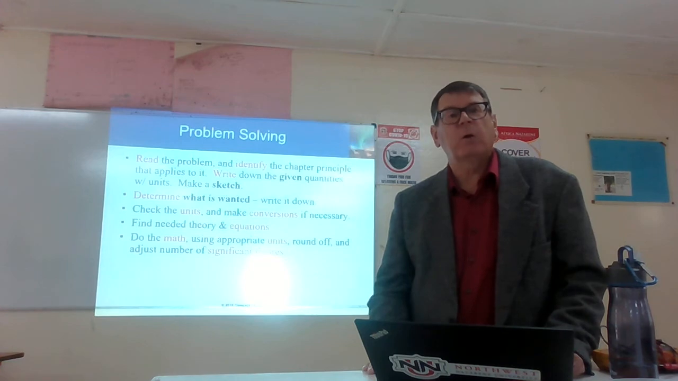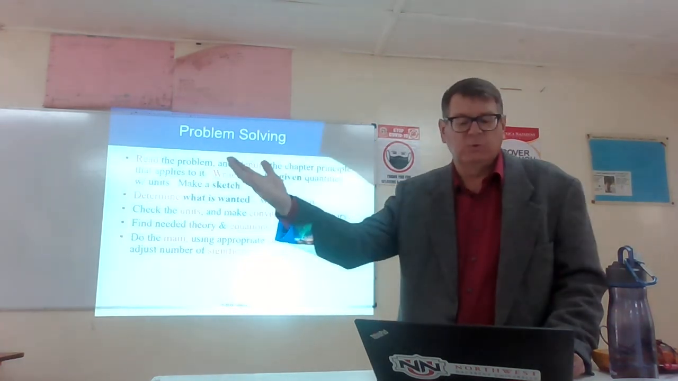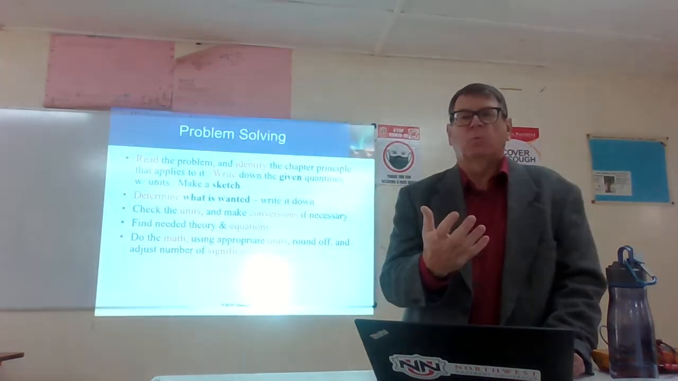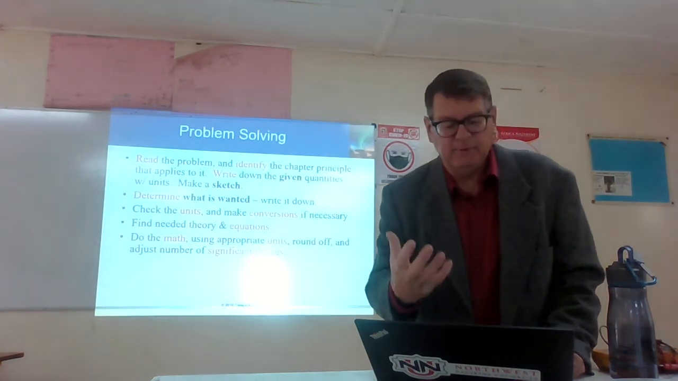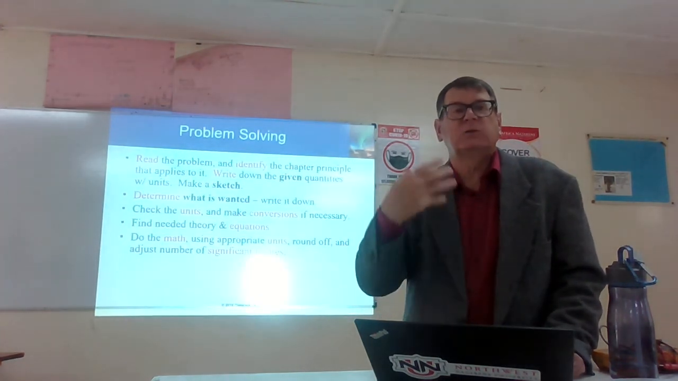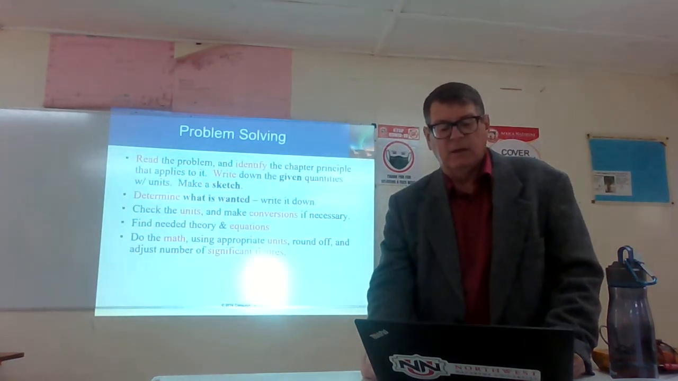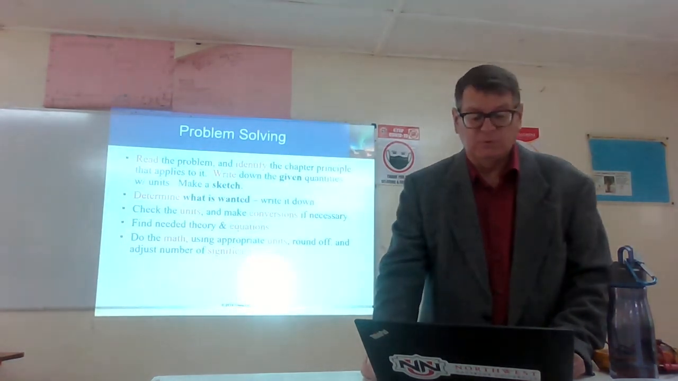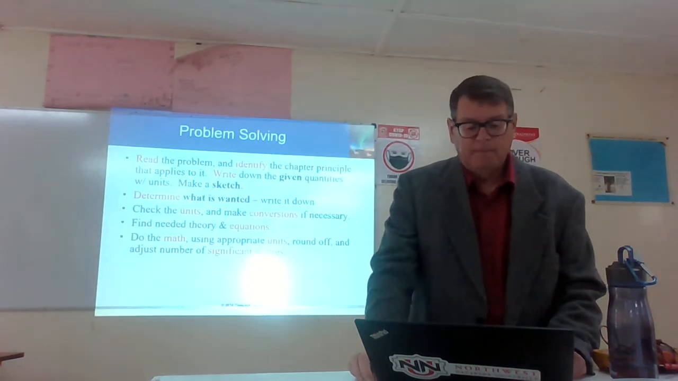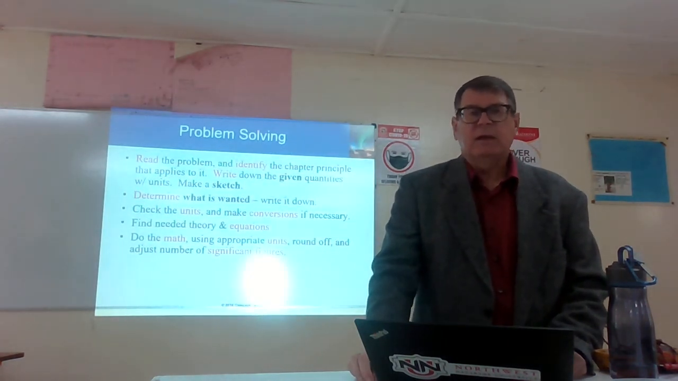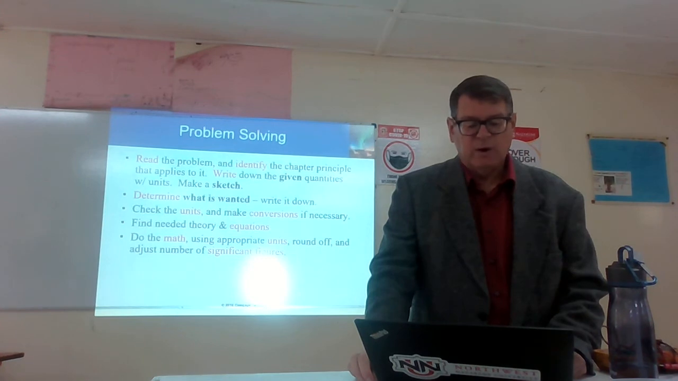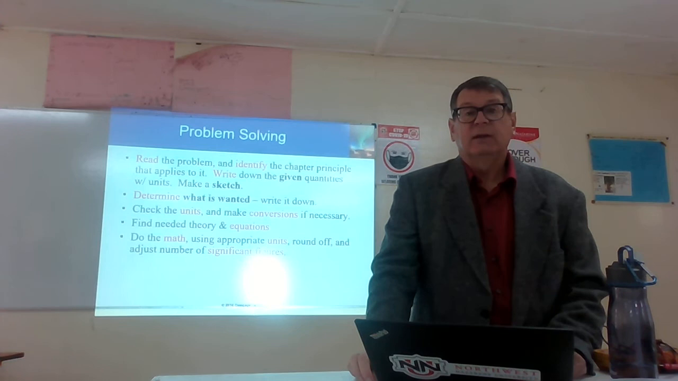And then you figure out, okay, what are the unknowns? Here are the knowns, the givens. What are the unknowns? What is this problem asking me for? What do I need to calculate? Write down the unknowns. What is wanted? And then check the units and make conversions. I hope you don't have to do conversions too often. But then the next big step is finding the needed theory to solve the problem. Which equation from this theory is the right one to use in this case?